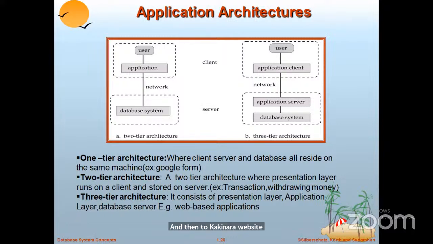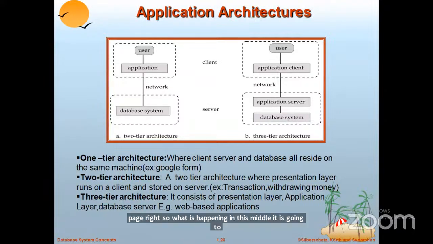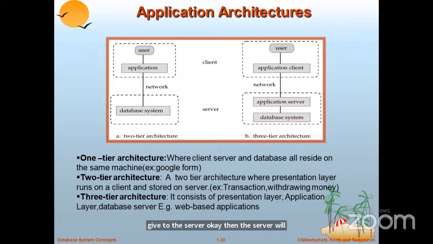What will happen after giving the URL in Google? It will redirect to the server of JNTUK, so that it is going to open that page, the home page, right? So what is happening in the middle? My request is going to be given to the server. Okay, then the server will open the home page, right? It is a client server. The presentation layer runs on a client based on the request of the client and is stored on a server.